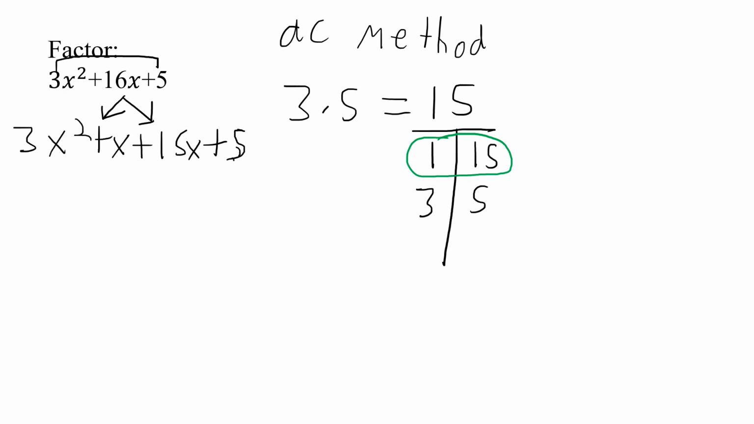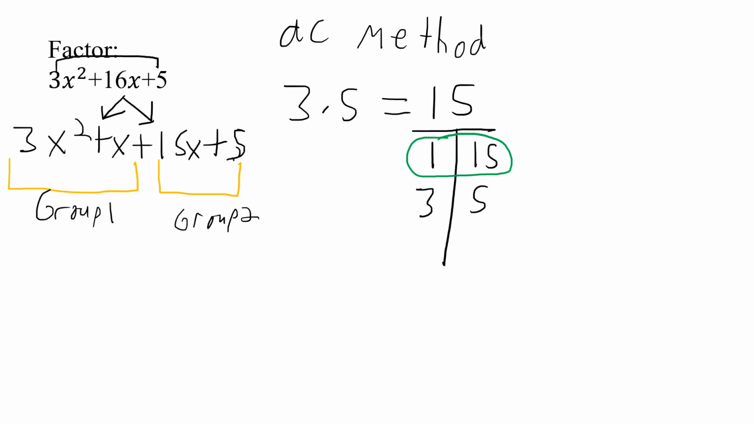So now, this is the extra step, we have to break it up into two groups. We've got group 1 and we've got group 2, your first two terms and your second two terms. What we're going to do is take the GCF, greatest common factor, from each group.